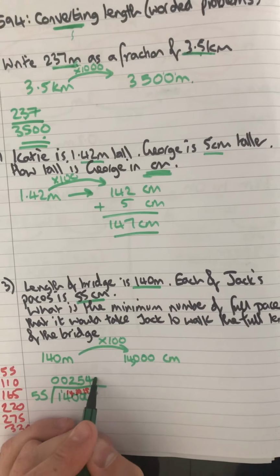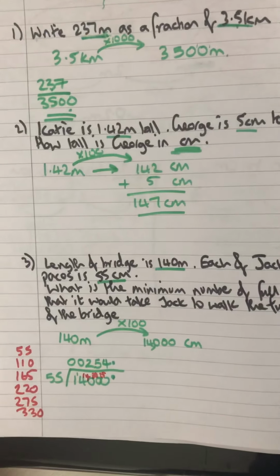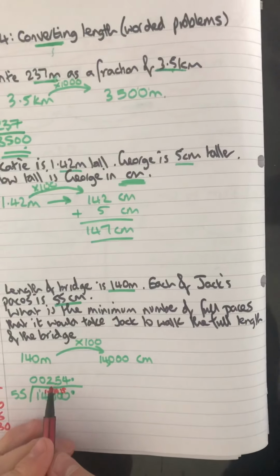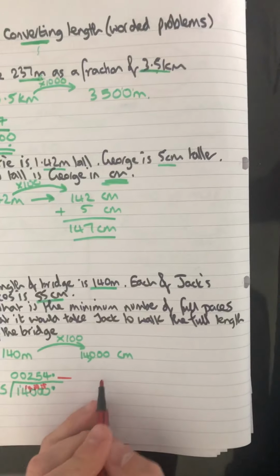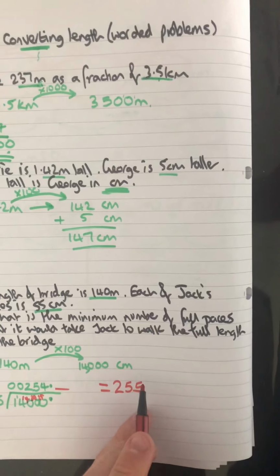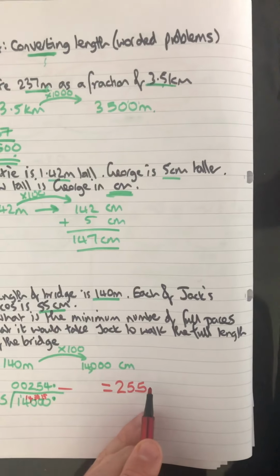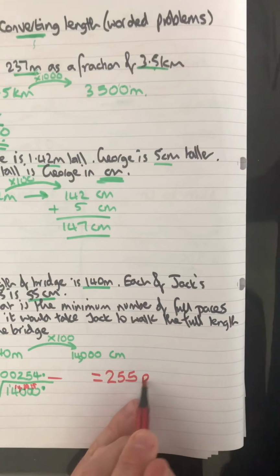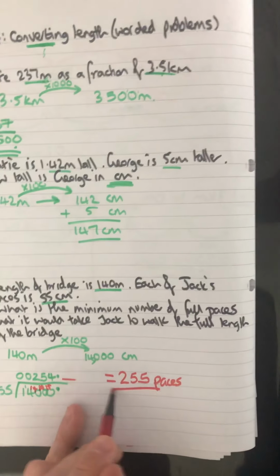And then I'm going to decimals. So what's the minimum number of full paces? Well, if he does 254 and some, that means he's got to do 255, at least the minimum number to be able to get the full length. If you did 254, you wouldn't get the full length of the bridge. And we're done.